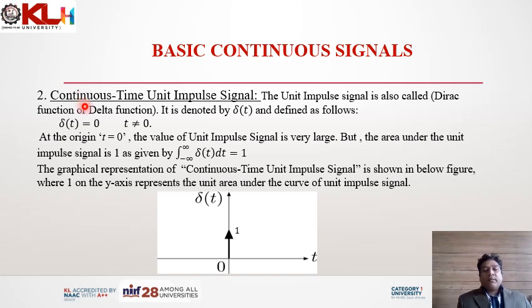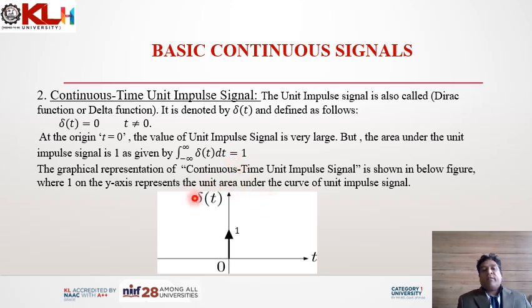Now we are going to discuss the unit impulse signal. What is the unit impulse signal? It is also called delta function or Dirac function. It is denoted by delta of t. It is defined as delta of t is equal to 0 at t not equal to 0, and at t equal to 0 its value is very large, and the area under the unit impulse signal is that integral minus infinity to infinity delta of t dt is 1.